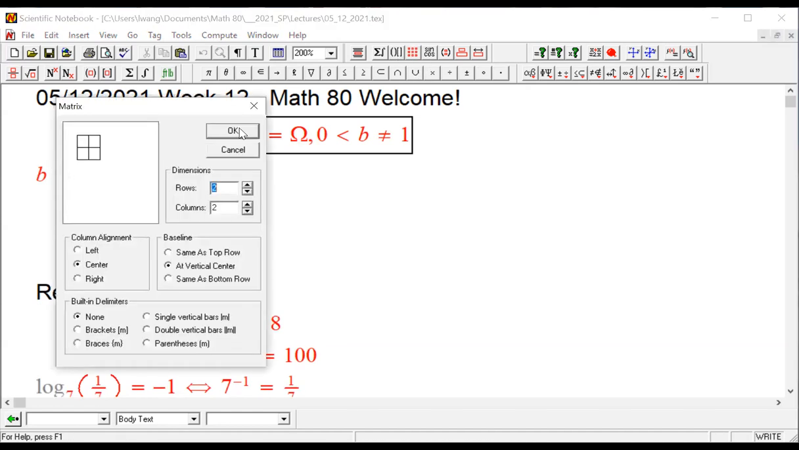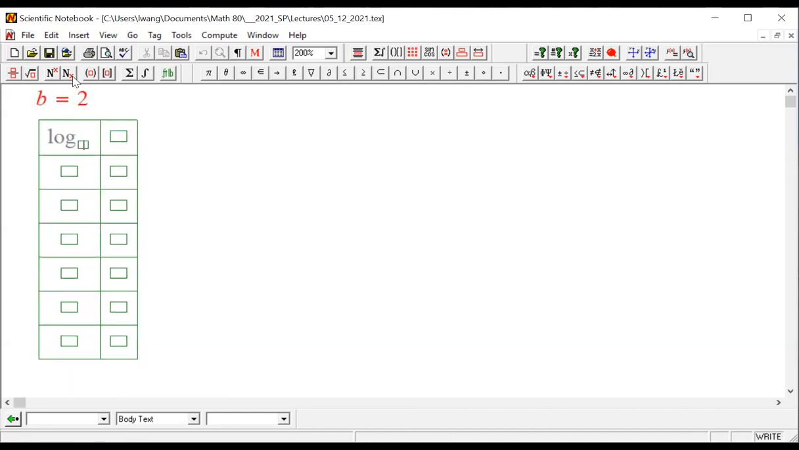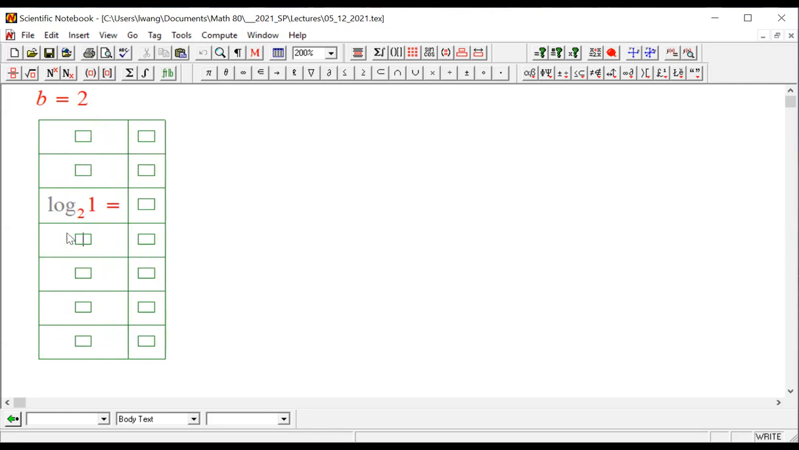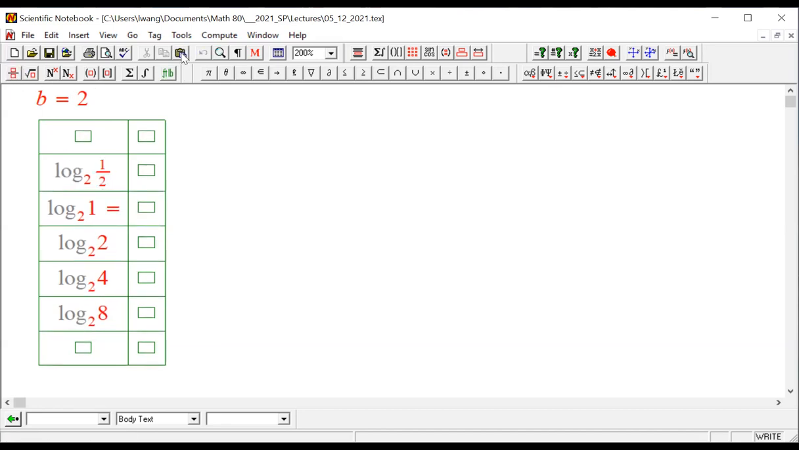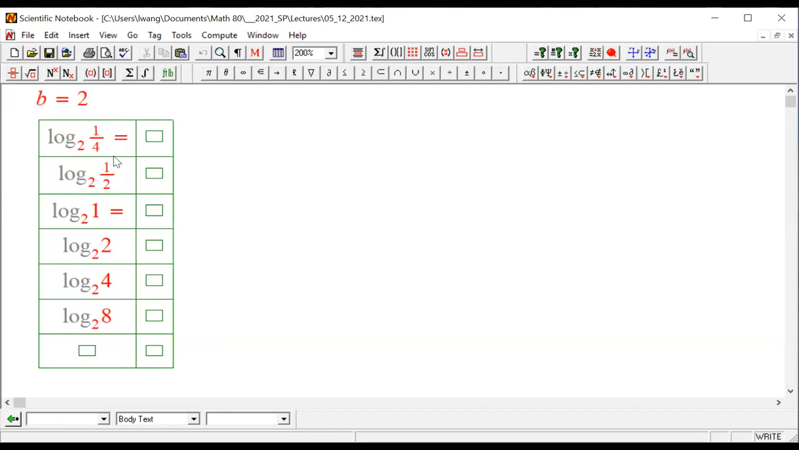For example, before we have studied, say, log base 2 of, okay, let me put it here. Log base 2 of 1 equals 2. Okay, I want to check on you guys if you still remember. We'll figure this out. Quarter. You know the answer. Do we still know the answers? Yes?